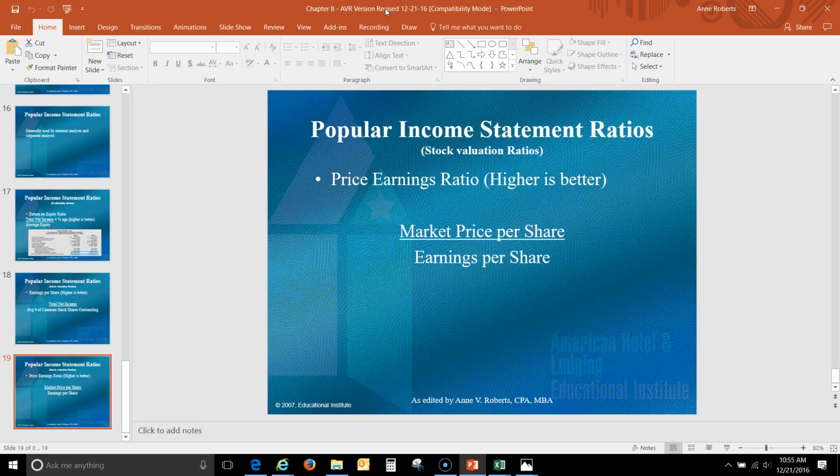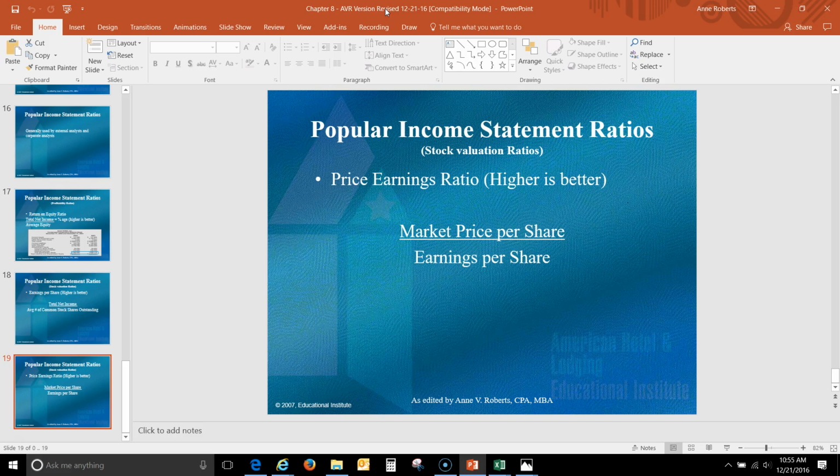Now this next one, take the earnings per share that we just calculated and divide that into the market price per share. This is mostly investors that are going to look at this, and they generally call it a PE ratio. You'll hear PE ratio a lot; they won't say price earnings ratio. What we're trying to determine is the multiplier at which our stock is trading based on the earnings per share that we just calculated.